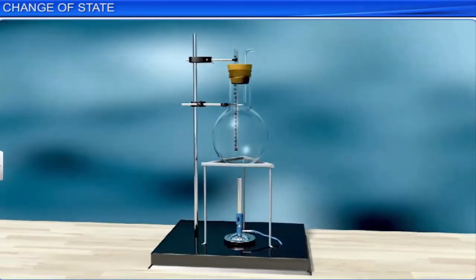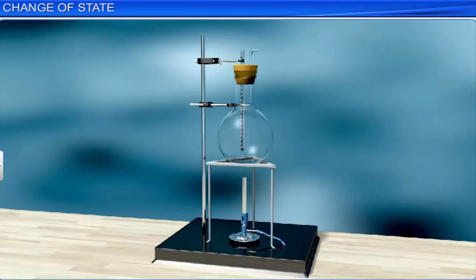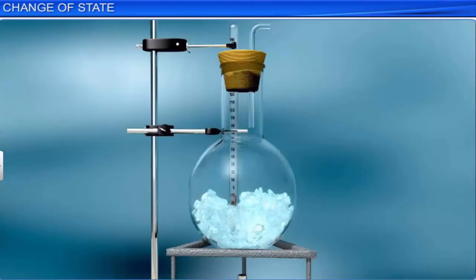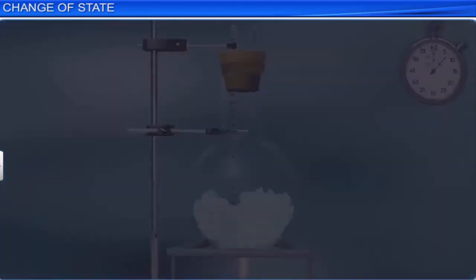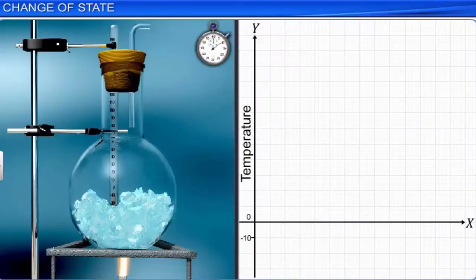Consider a round bottom flask with a thermometer and steam outlet fixed through the cork. Place some ice cubes at -10 degrees centigrade in the flask and start heating. Now, let us observe the change in the temperature of the contents and plot a graph between temperature along the y-axis and time along the x-axis, as it is an independent quantity.